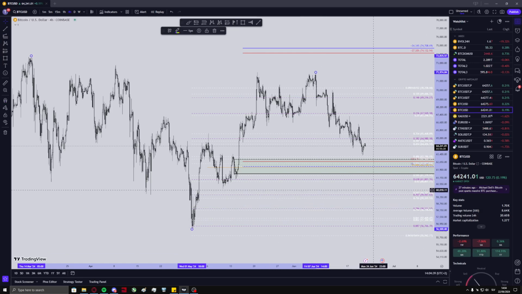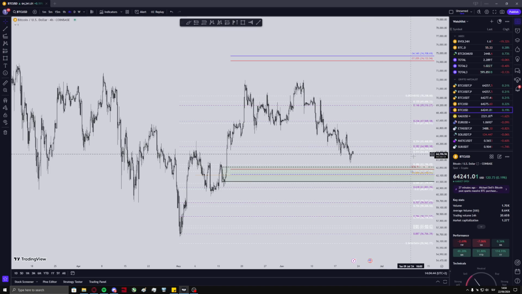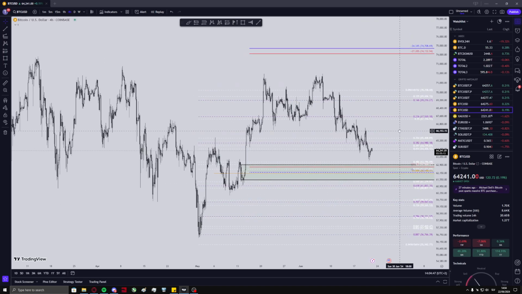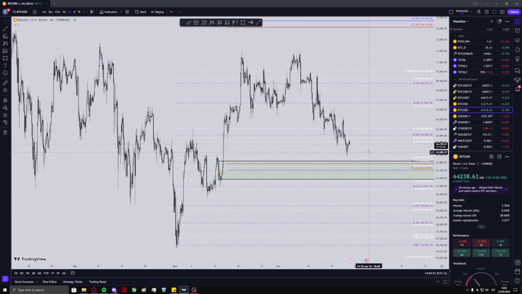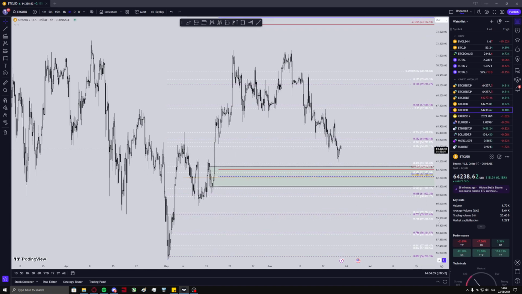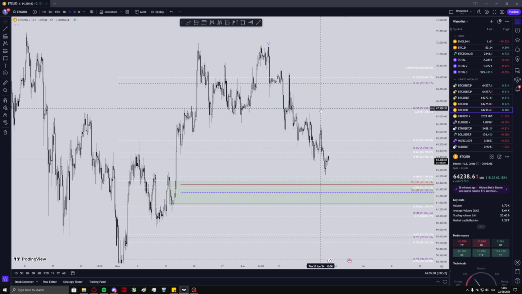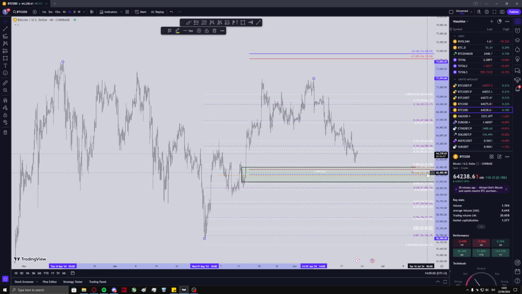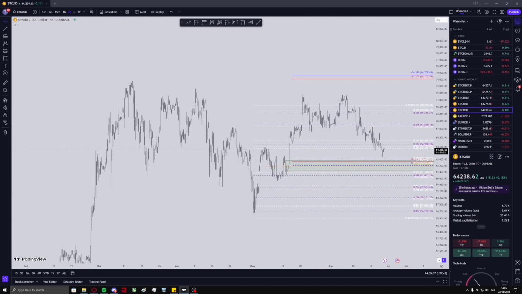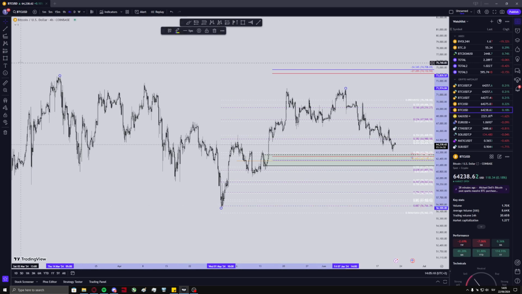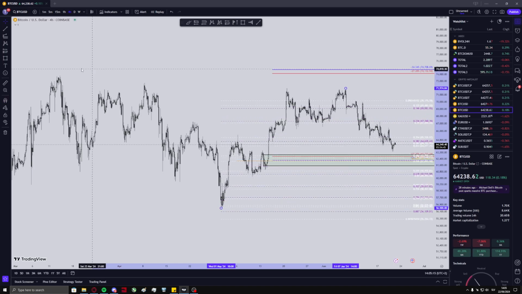Okay? And what you're gonna end up with is numbers that will act as support and resistance. And wait, give me a second. There are multiple ways you can take this. You can take it from the range high, or you can take it from a previous high, for example.